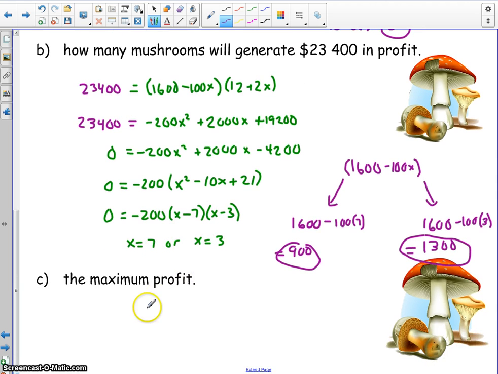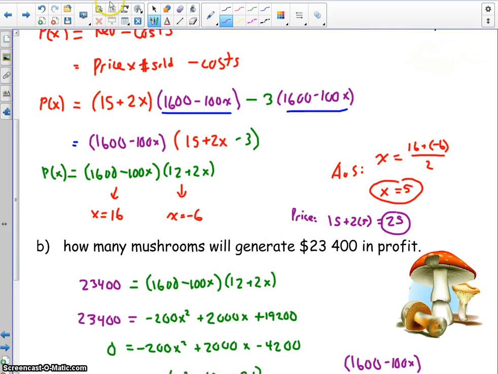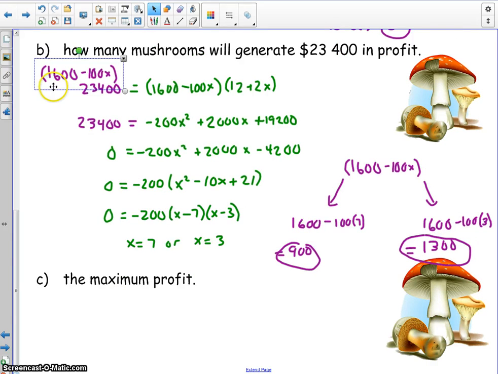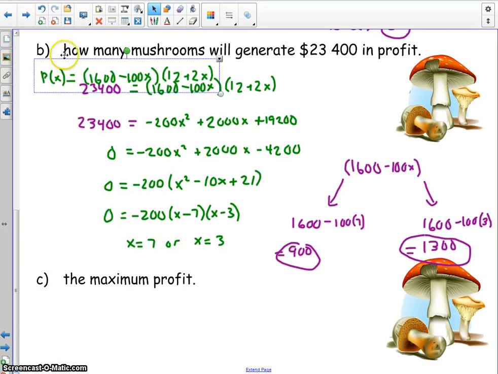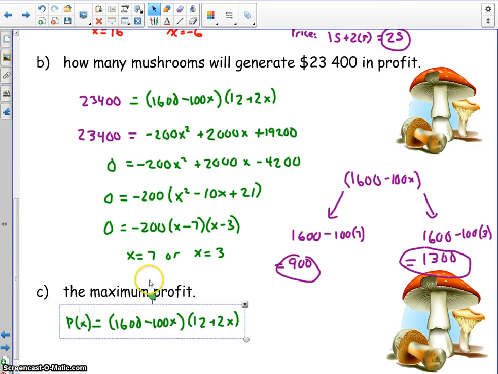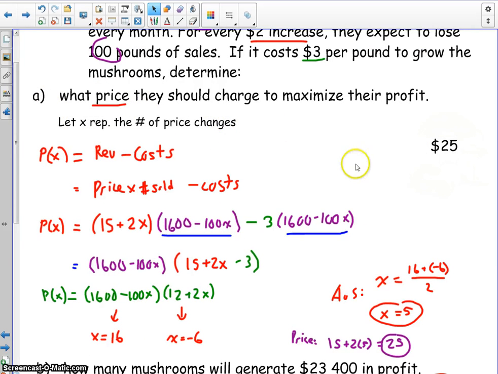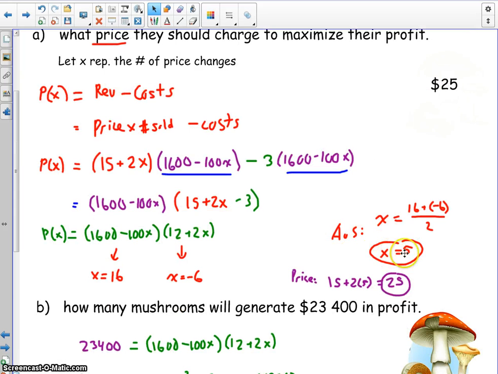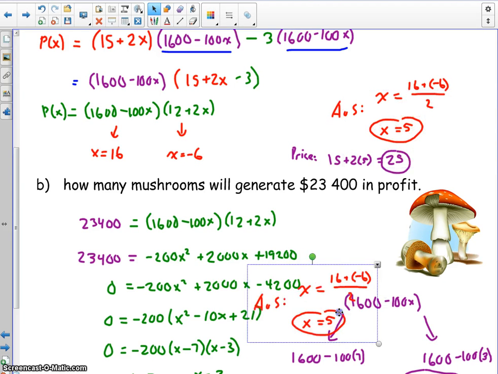Okay, and for the last one of this one, we're trying to find the maximum profit. So let's go back to our equation up here that we created for profit. So there's our profit equation. We already discovered back in part A that the price that they would need to charge is $25, and that price occurred at an x value of 5 after 5 price changes. So x equals 5 is our axis of symmetry. We just need to sub that into the equation to then solve for the maximum profit.